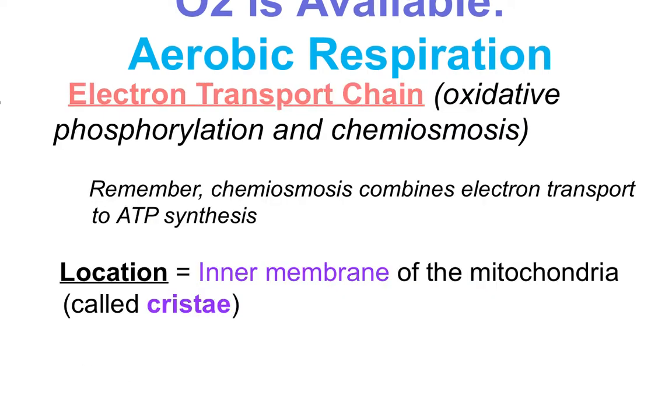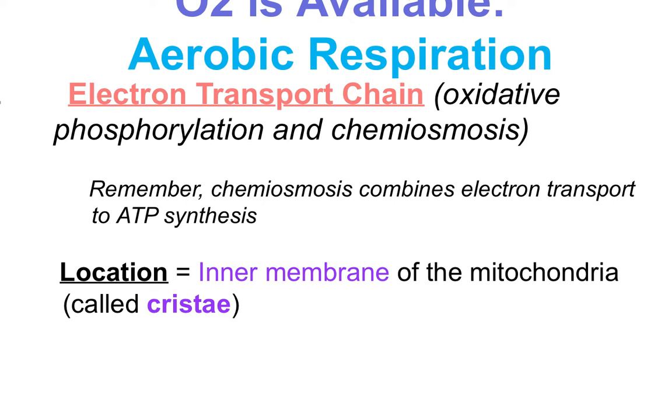Now, if oxygen is available in aerobic respiration, the second step is going to be this electron transport chain. That's an oxidative phosphorylation and chemiosmosis process. All right, remember that chemiosmosis combines with the electron transport chain to synthesize ATP.